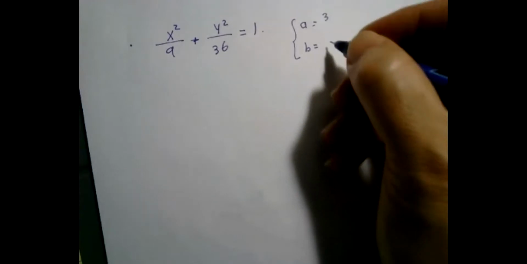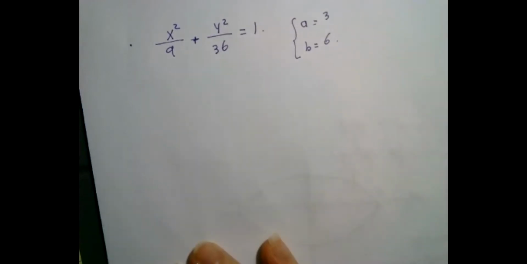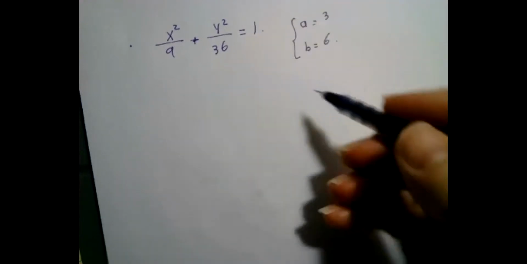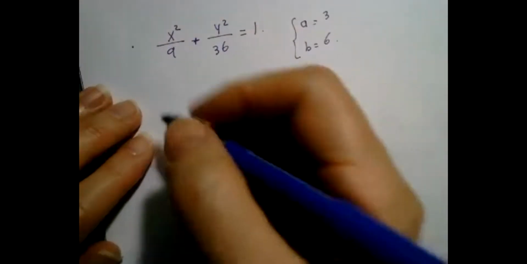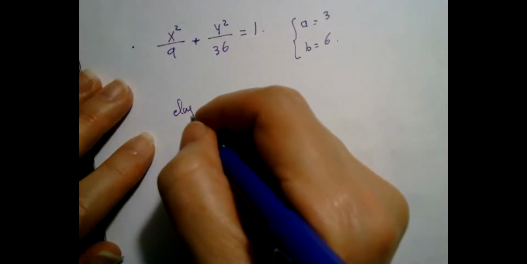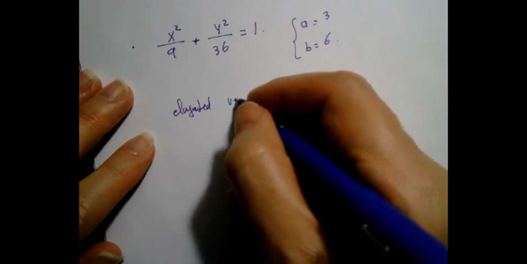A is 3, Rebecca. A is 3. B is 6. All right, question number 2. Do you think this is going to be elongated horizontally or vertically? Is it going to be like this or like that? Are you going to smash a circle like this? This is going to be elongated vertically.